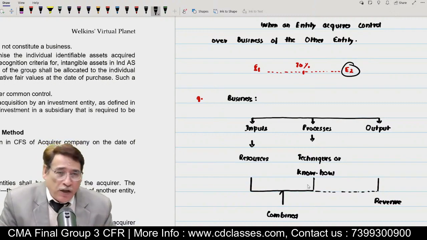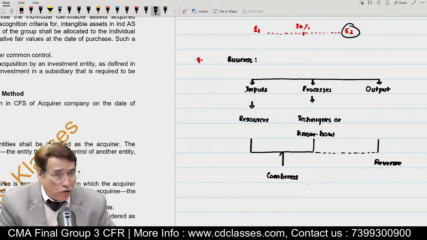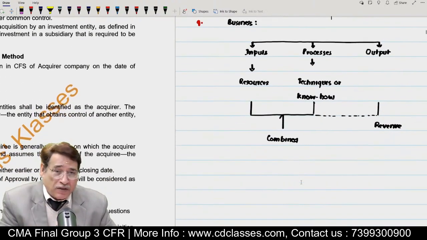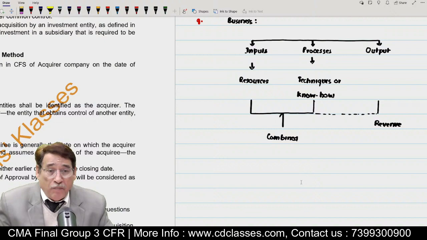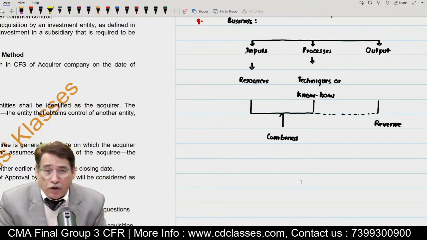So the important point is that whenever in this particular chapter we say that this entity has got the control over the other entity, we will always presume that the other entity is meeting the definition of the business. And just for your knowledge, I told you what business means in the eyes of Ind AS 103. Business basically means the other entity or the concern must comprise some inputs, some processes, and by combining these resources and techniques, we should be in a position to generate some revenue.